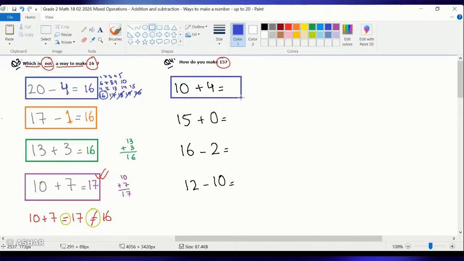We know that when we add 10 to 4, tens, units, ones, right? 0 plus 4 is 4 and 1. That means this was 14. It's still not equals to 15. 10 minus 2.